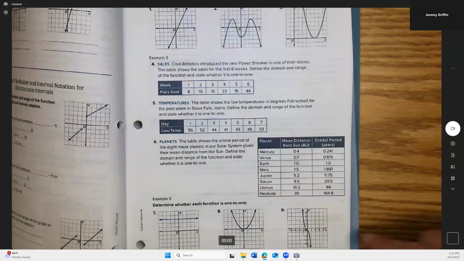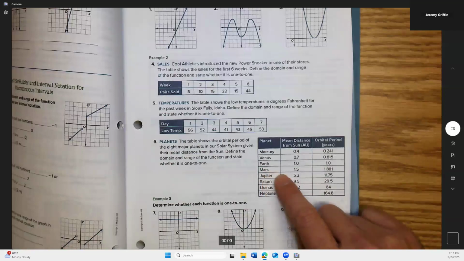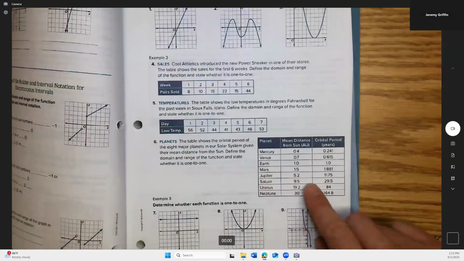Now, what if you had a question like, there's an asteroid between Mars and Jupiter, and let's say we know it's like 3 AU out? How much time does it take to go around?